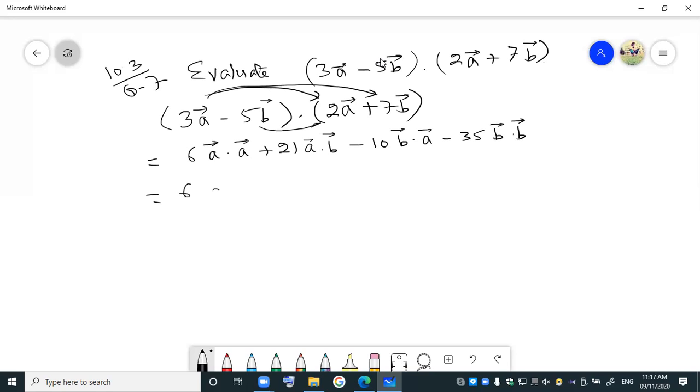So A dot A is equal to square of its magnitude, A square, and 21 minus 10, A dot B and B dot A are same, so 21 minus 10, that is 11 times A dot B, minus 35 times square of the magnitude of vector B. So what else can we solve? No, we have not been given any value. We cannot solve more than this. So this is the answer.